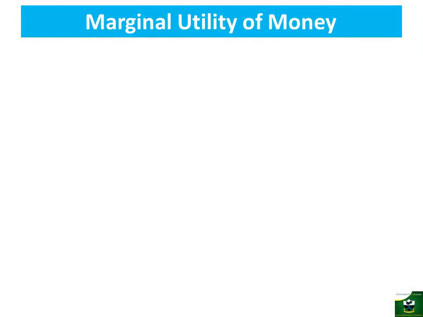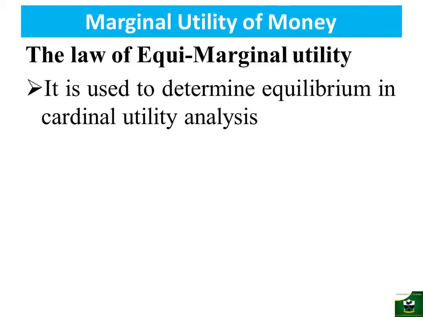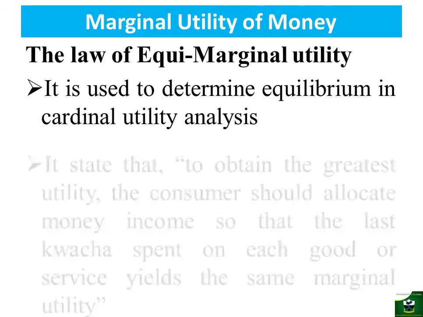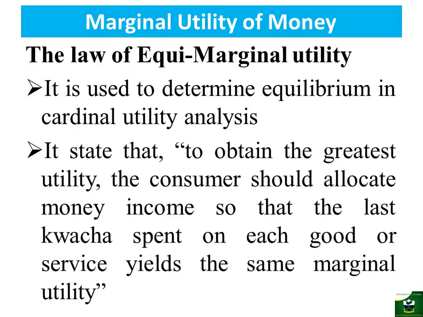In looking at that, we start with the theory of the marginal utility of money, where we will state the law. This law will be used to determine the consumer equilibrium under cardinal utility. The law states that to obtain the greatest utility, the consumer should allocate money income so that the last quarter spent on each good or service yields the same marginal utility.